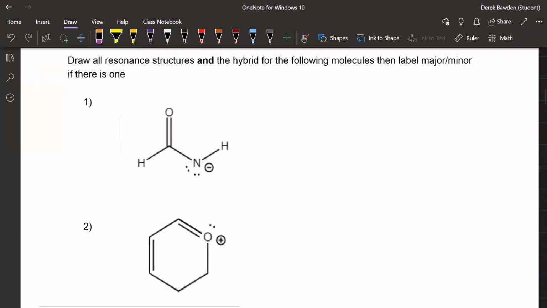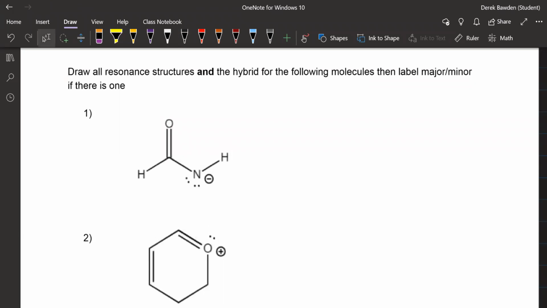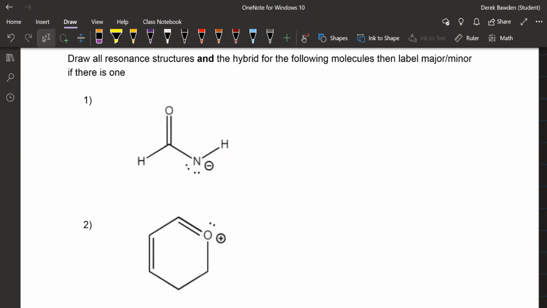Awesome. So now we're going to talk about resonance structures, and we'll draw the hybrid for the molecules as well. And then if there is a major and minor, we're going to label it. All right, so how I like to approach resonance structures is I like to say, what's unhappy and how can I fix it? Okay, so what's unhappy in this molecule? The nitrogen. No atom, no matter how electronegative it is, is happy holding a charge. Holding that negative charge, they would rather be in the neutral state. So nitrogen is unhappy as it is right now.